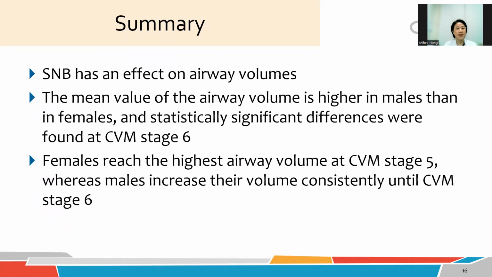This is the summary. SMB has an effect on airway volumes. The mean value of the airway volume is higher in males than in females, and statistically significant differences were found at CVM stage 6. Females reached the highest airway volume at CVM stage 5, whereas males increased their volumes consistently until CVM stage 6.